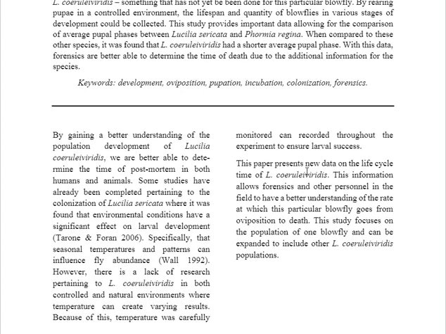Okay. Really, by getting a better understanding of the population development of Lucilia corgivirtis, we are better able to determine the time of post-mortem in both humans and animals.